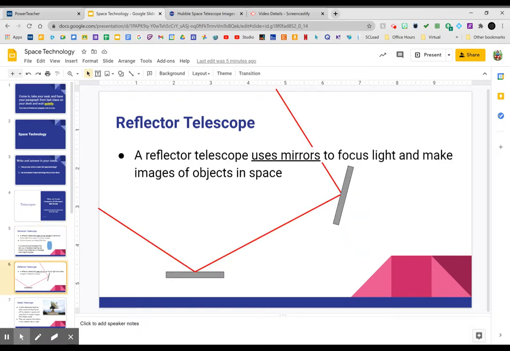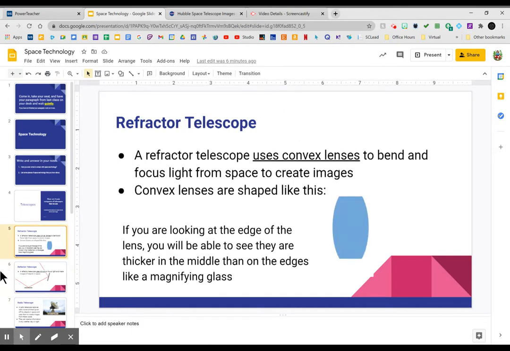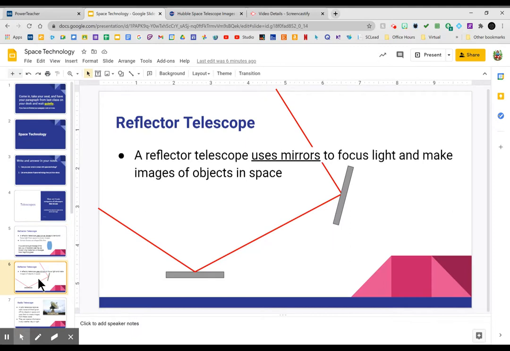All right. The next kind of telescope is a reflector telescope. And again, if you think back to our waves unit, to reflect means for that light to bounce off of it, okay? So a reflector telescope is using mirrors to focus the light and make an image for us to see what's in outer space, all right? So those mirrors are not always going to be flat. Some of them can be shaped like these lenses. Some of them can be kind of rounded to make those images a little bit clearer to enlarge things for us. But we are talking about mirrors here, not lenses.